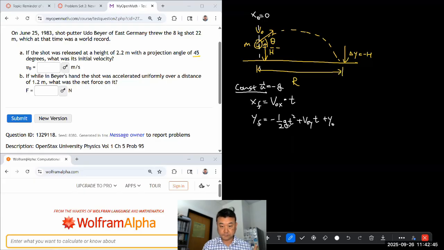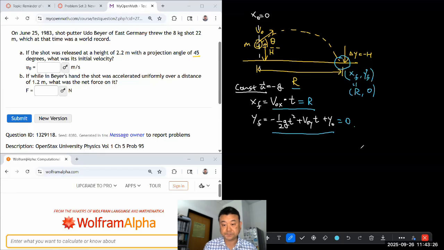So let me add a couple additional pieces of information that come from the setup of the question. In the setup, you basically know your final x position and the final y position. Final x position is r, the range that they gave us, 22 meters. And the final y position, where it lands, should be 0. So I'm going to make use of that information and write down that this is equal to r and that this is equal to 0. Good.